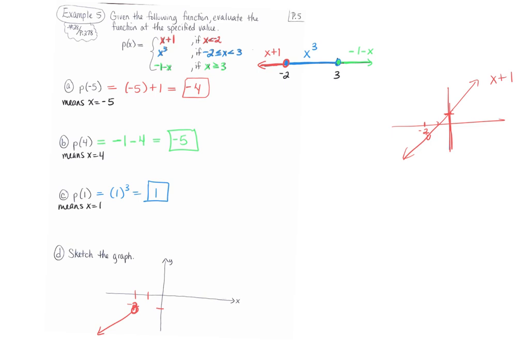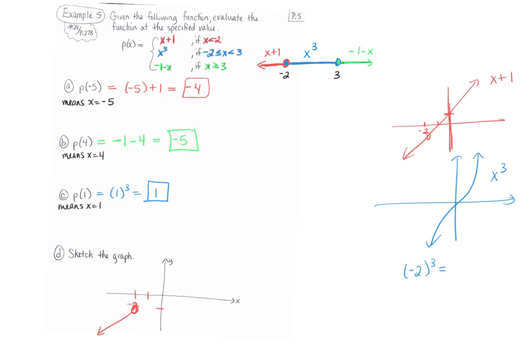Okay? Now for x cubed. We know what the graph of x cubed is. The graph of x cubed looks like this. That's the graph of x cubed. But we only want x cubed when x is greater than or equal to -2 and less than 3. Greater than or equal to -2 means it can be equal to -2.